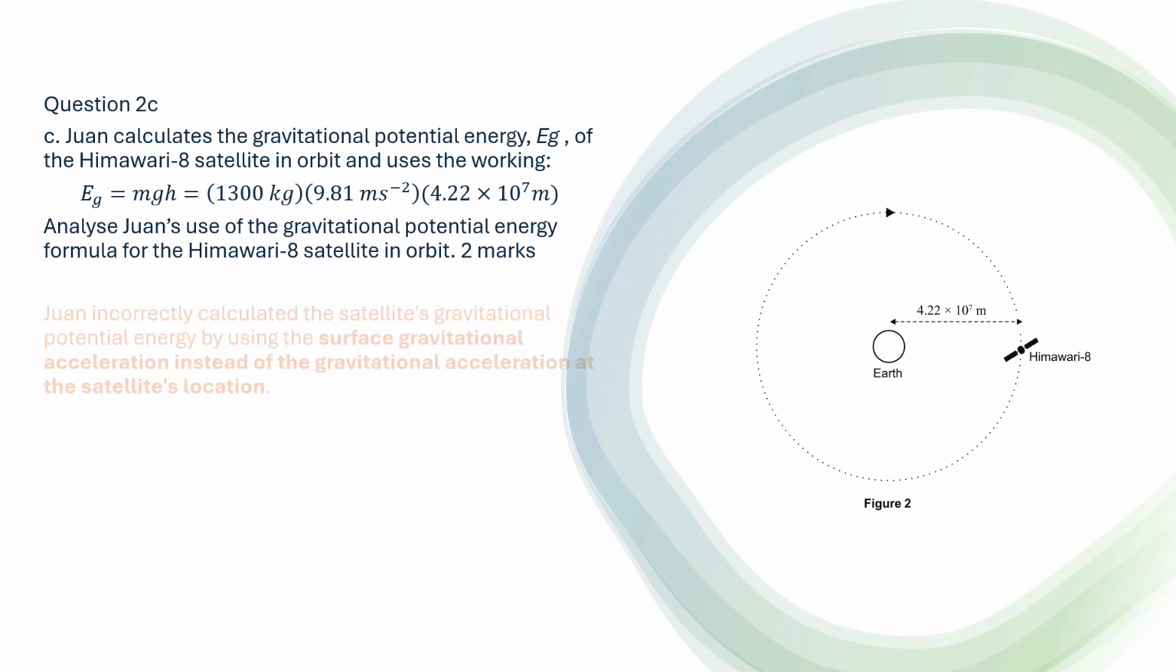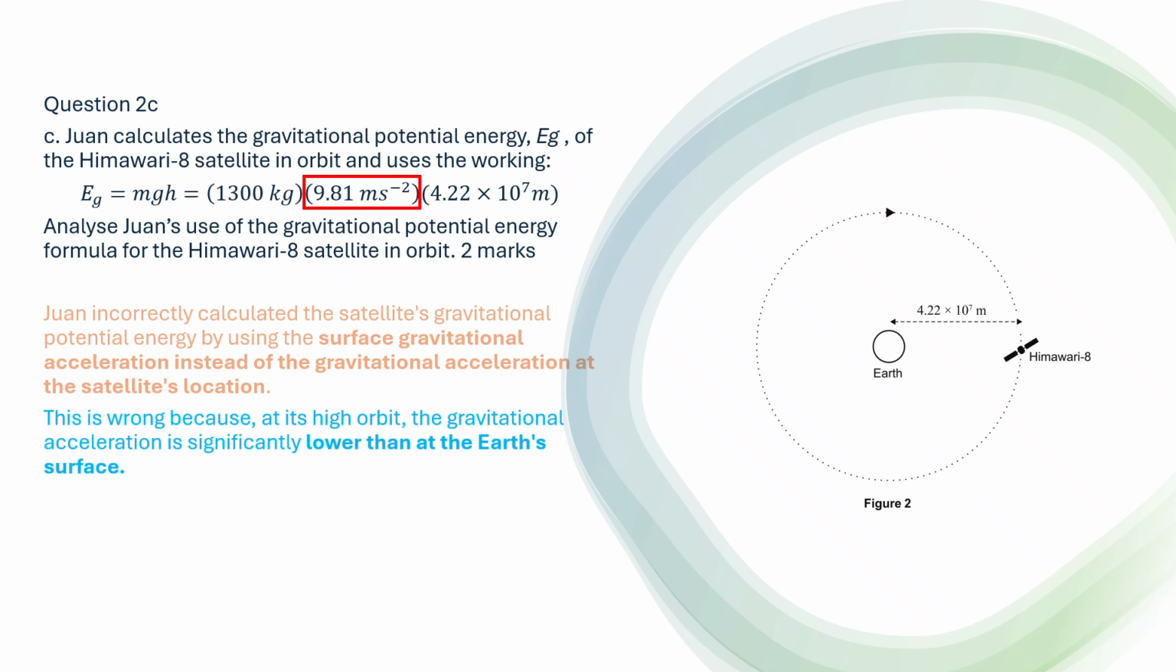Juan incorrectly calculated the satellite's gravitational potential energy by using the surface gravitational acceleration instead of the gravitational acceleration at the satellite's location. This is wrong because, at its high orbit, the gravitational acceleration is significantly lower than at the Earth's surface.